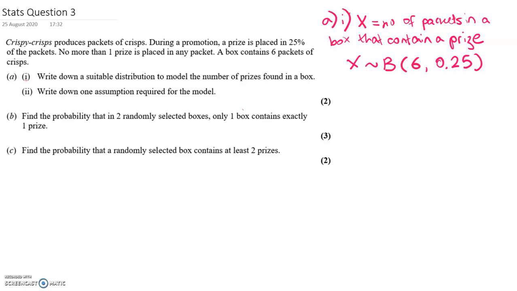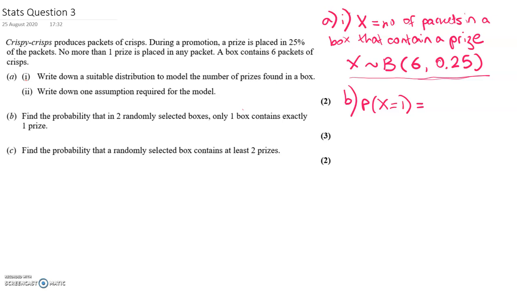Okay, part B next. Find the probability in 2 randomly selected boxes, only one box contains exactly one prize. Now the first thing I'd do is work out the probability that I have exactly one prize for this distribution, because this is for one box. So I want the probability that X equals 1. That's exactly one prize.